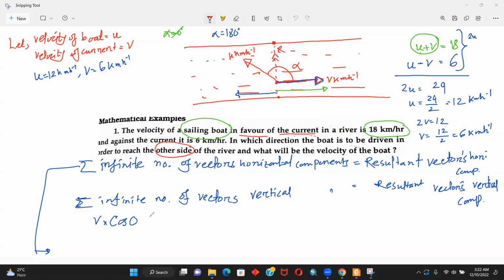Now again, another vector is U. What will be the horizontal component for U? Tell me. Do we involve sine in case of horizontal components? No. What do we involve? U cosine alpha, right? It will be U cosine alpha.